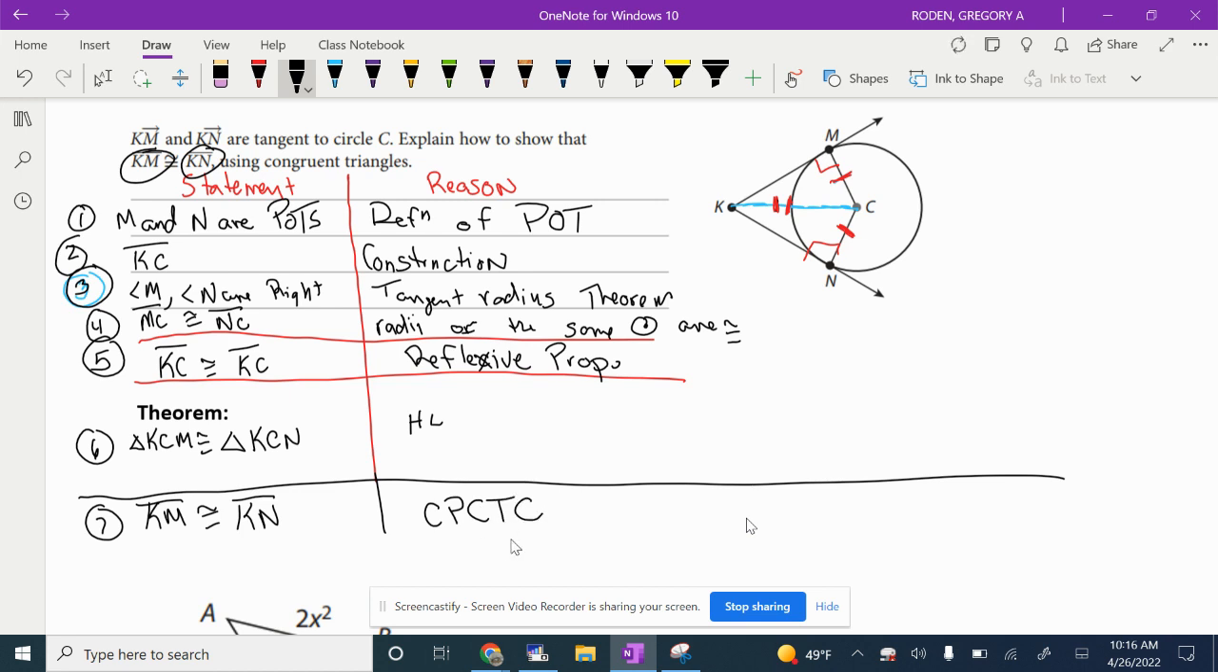CPCTC. Okay. Now we can also say that what Sophia stated is actually correct, right? We can say this is an angle bisector because of CPCTC. We can say these two sides are congruent. We can say this is an angle bisector. So now we know they're congruent. We can say it's a kite, right?